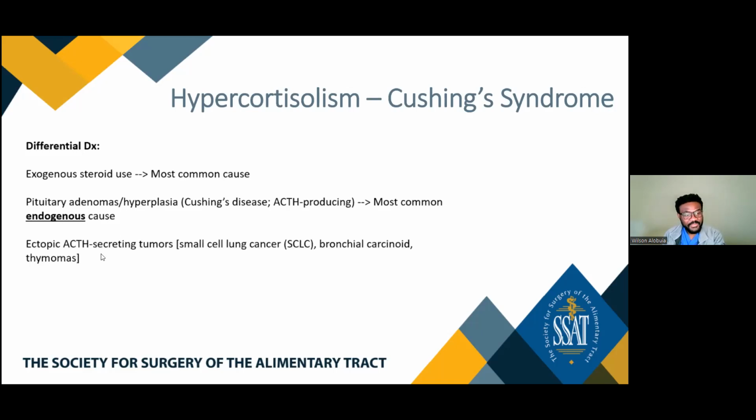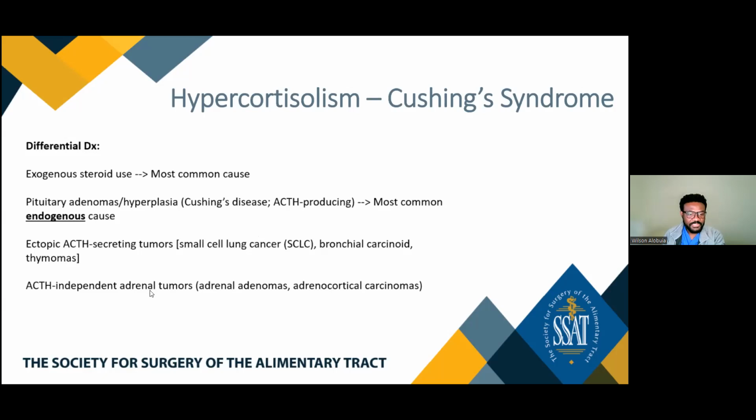You can also have ectopic ACTH secreting tumors. So these are tumors that are found in, sort of, bronchial carcinoid tumors, thymomas, small cell cancer. Another very common question on the ABSITE is where they give you a patient who has symptoms of Cushing's syndrome, but on a CT scan is found to have some sort of lung mass. That is your clue that this may be an ectopic ACTH producing tumor, and so it needs to be worked out further.